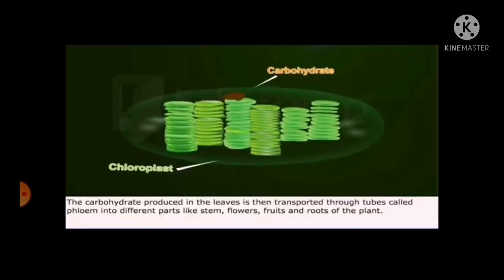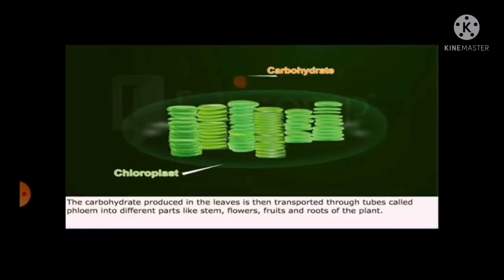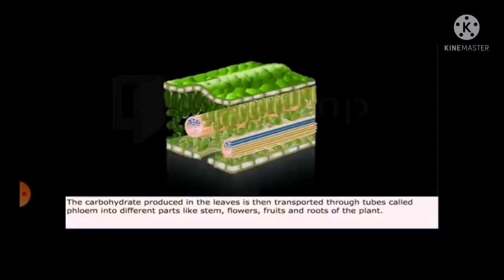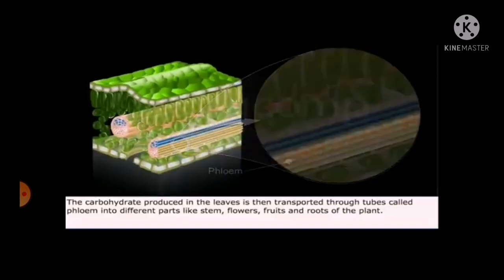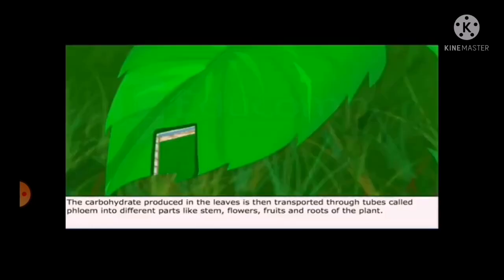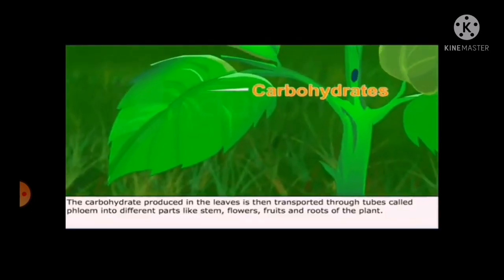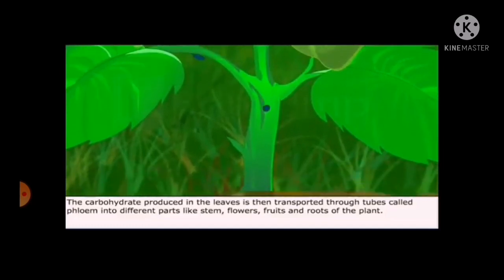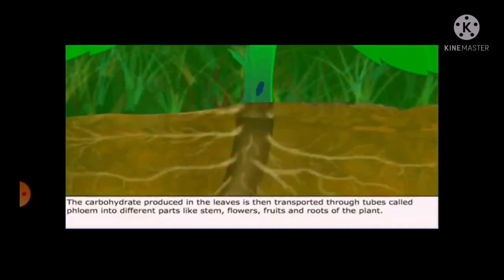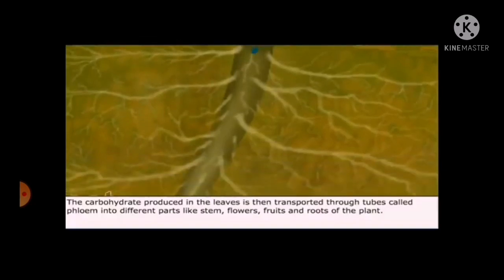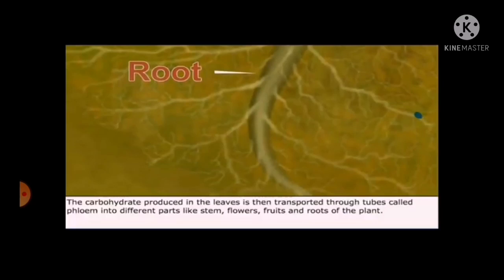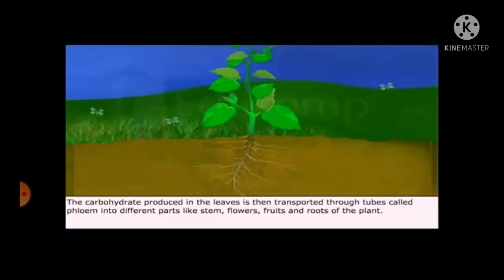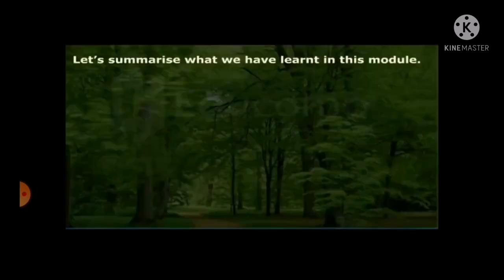The carbohydrate produced in the leaves is then transported through tubes called phloem into different parts like stem, flowers, fruits and roots of the plant. Carbohydrate is reaching all the parts of the body through the pipe-like structure called phloem, and it helps for the growth of the plant. This is the process of photosynthesis.